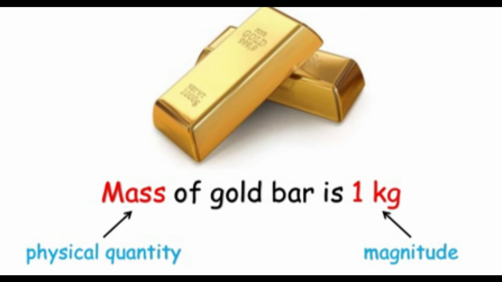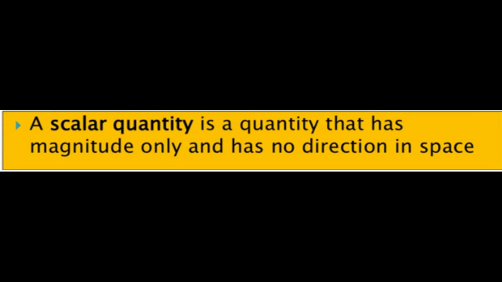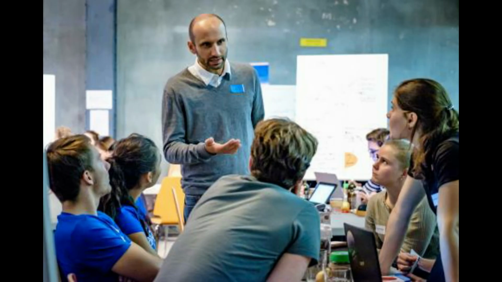If we want to measure a gold bar, or its mass, we will need only the magnitude and not the direction. So a scalar quantity is a quantity that has magnitude only and it has no direction in space. 1 is the numerical value that represents the magnitude of the physical quantity called mass. You have to remember this, students, that a scalar is the measurement of only magnitude.